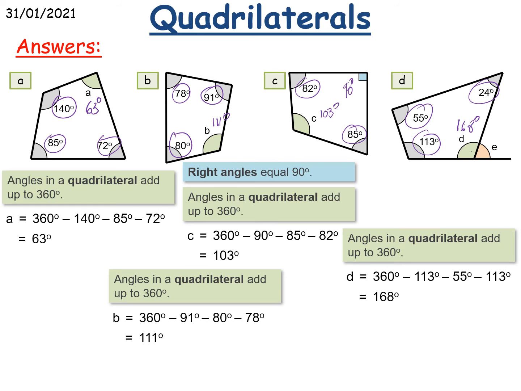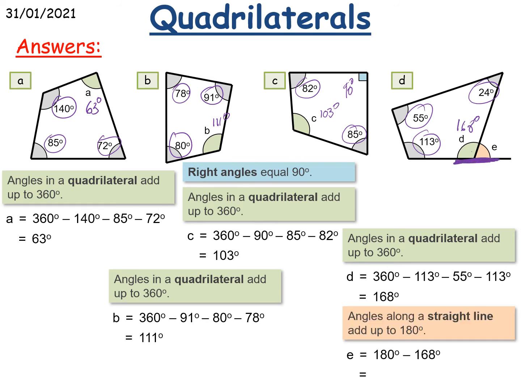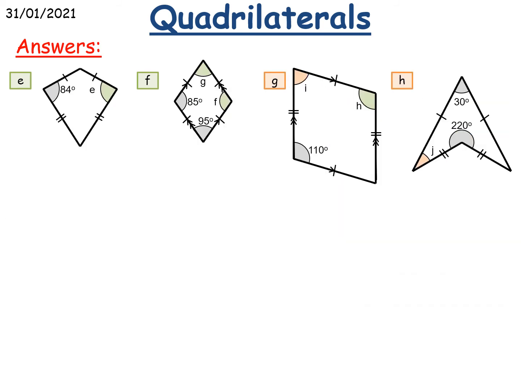And that allows us to work out E because D and E are on a straight line. So E is 180 take away 168, which is 12 degrees. Again, if you don't have the worksheet, pause the video now and have a go at these questions, and press play when you're ready.